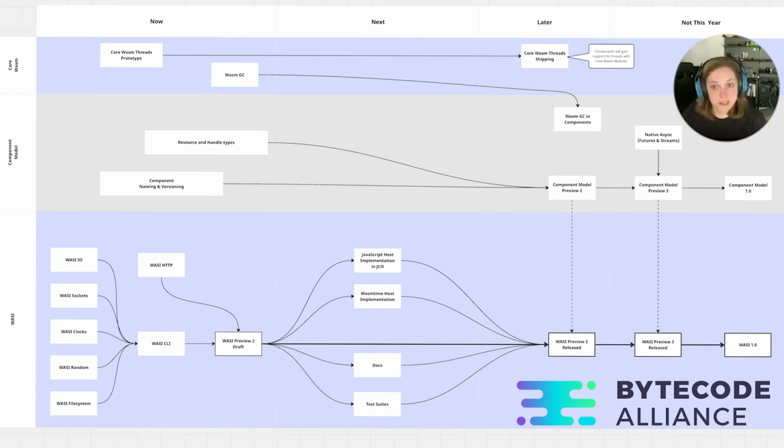And I'm not saying that there's not going to be a preview 4, but I think once we stabilize on native async, we will have all the features that we want for the component model, and that is what would make up component model 1.0. So once we have a level of stability, that could happen, but we don't expect that to happen this year.